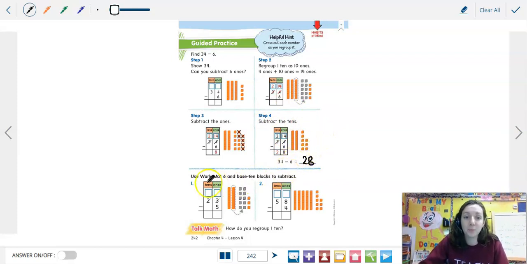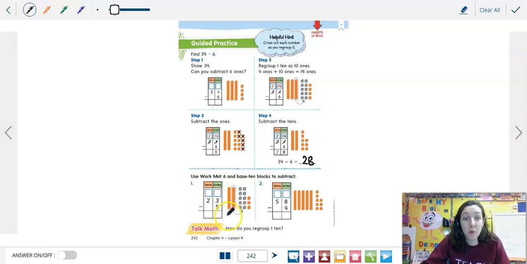It says, use workmat 6, which is that workmat in the back that has the 10s and 1s, and base 10 blocks to subtract. You can use that mat or you can use your dry erase board if that works for you. Remember, whatever is best. I'm just going to use this space because we have this space here. So we want to figure out 23 minus 5.